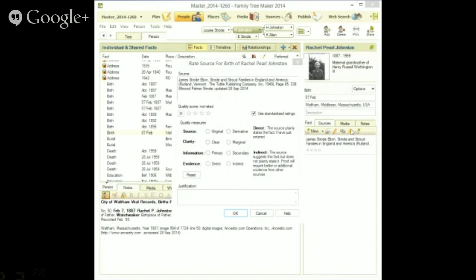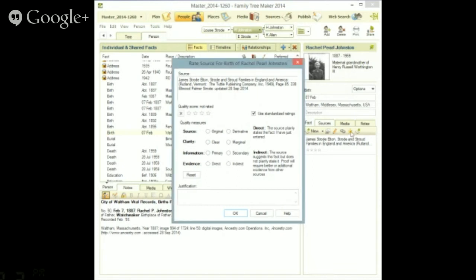So now I can go back and hit that star menu again. The source category, this first item, is really an authored work. I don't have that option. So I'm going to select the derivative. The source is derived, transcribed, translated from an original source. That's all correct. The next one is clarity. Portion of the source pertains to the facts. The book is typed, but I'm dealing with the note that was there. So I'm going to select marginal.